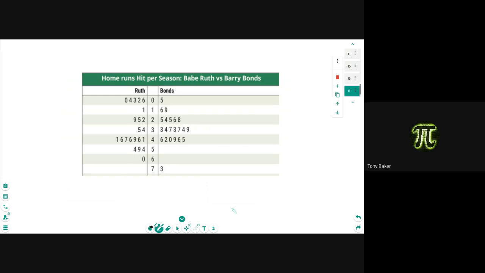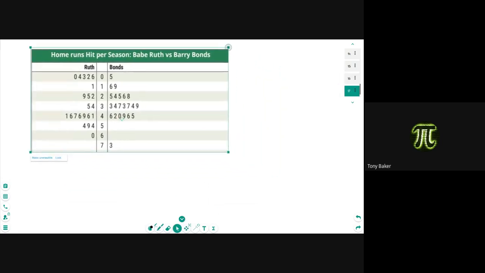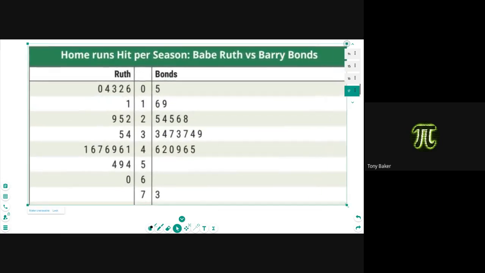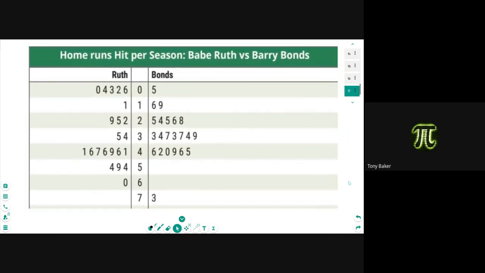The other type of stem and leaf plot we have is known as a back-to-back stem and leaf plot. Since football season is now officially over, it is now baseball season. So this is showing the home runs hit for Babe Ruth and Barry Bonds. So when you're looking at this stem and leaf plot, again, all this is supposed to give you the data in a visual way so you can start to see patterns.